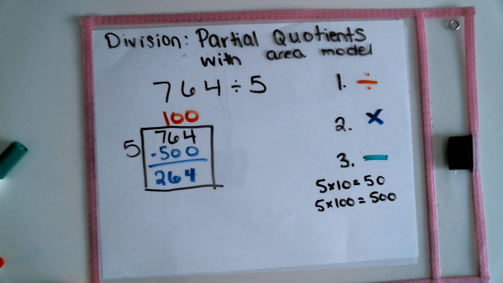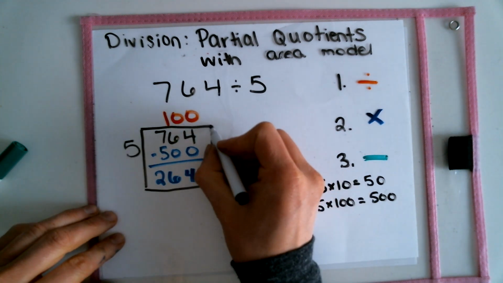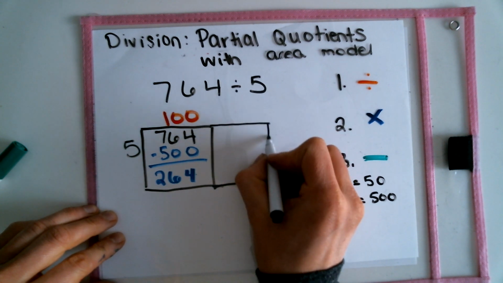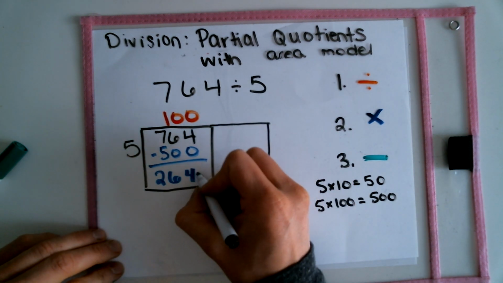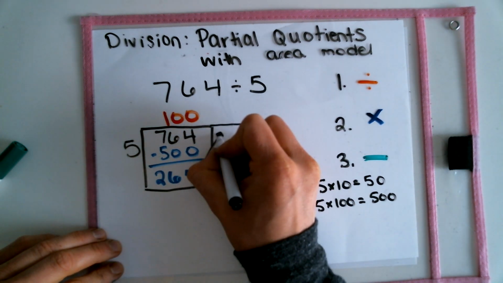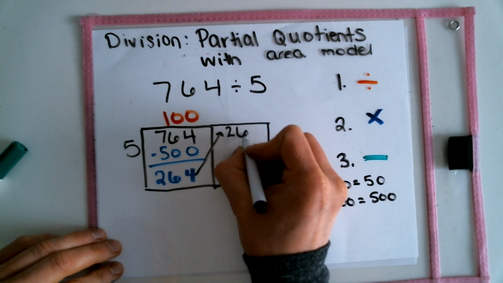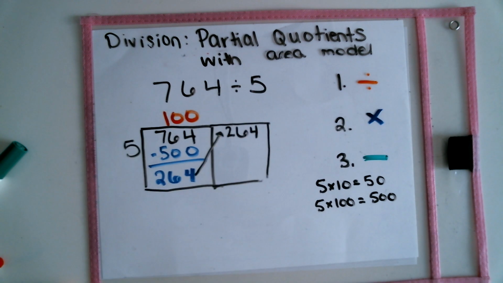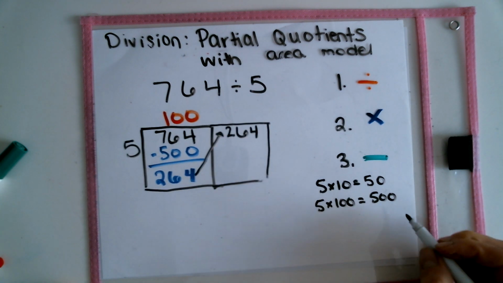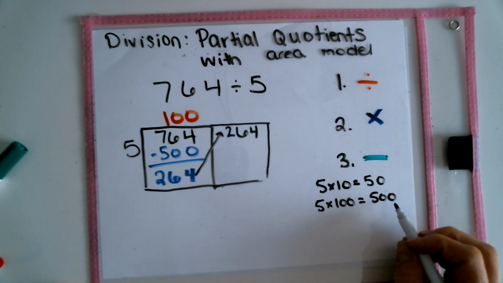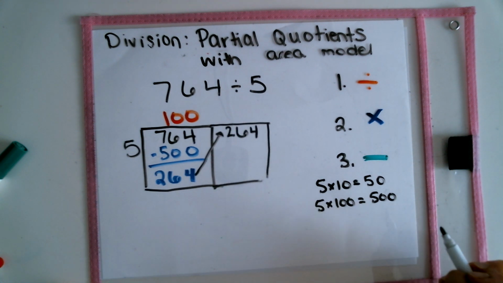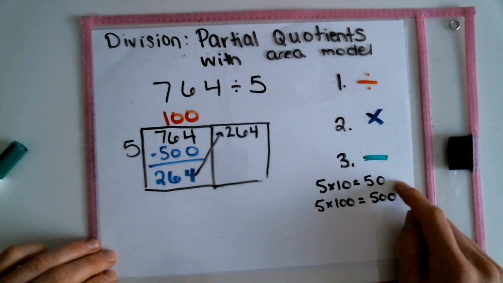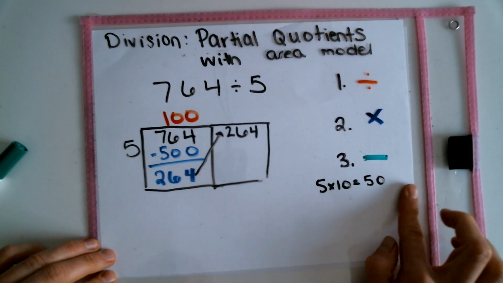264. I have a lot to still work with, so I'm going to make another box. And this 264, he is coming up to the top. And now I need to pull out 264. Well, I can't pull out 100 groups of 5 anymore. That's going to be too big. And 10 groups is still too small.